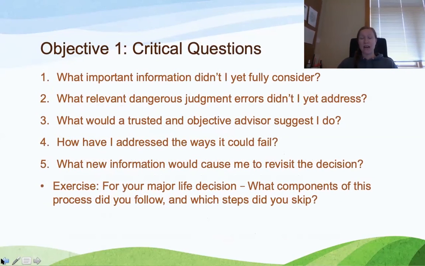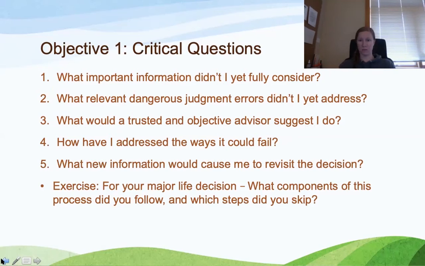The critical questions to ask, and these are questions to ask at every point along that process. The first is, what information didn't I fully consider yet? So going through that process in your professional journal, actually writing out and thinking through, taking the time to take a step back and think about what you might be missing. Slowing down can be really critical. Thinking about the dangerous judgment errors that you haven't considered yet.